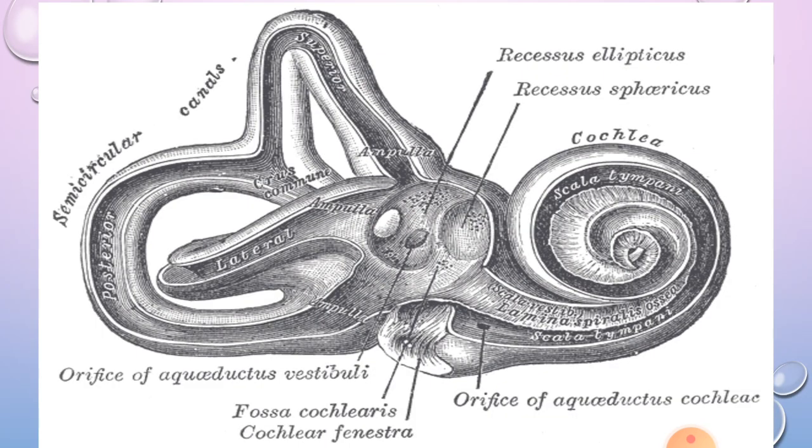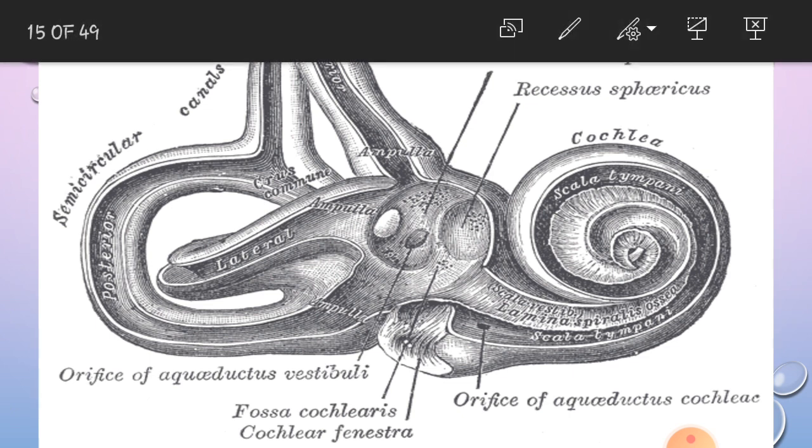Okay, this is another diagram showing you the recesses of the bony cochlea, and this is the spherical recess. You can see the foramina for the branches of the vestibular nerve. You can see the elliptical recess here. The spherical recess contains the saccule, and the elliptical recess contains the utricle. It has also got a central opening of the vestibular aqueduct, and this is fossa cochleophorimis.